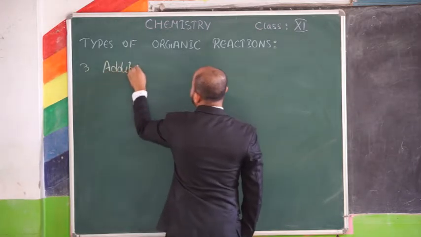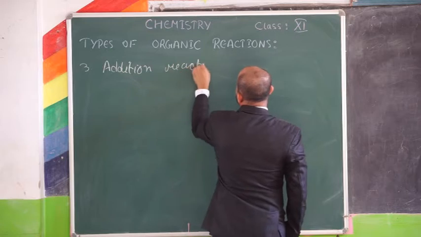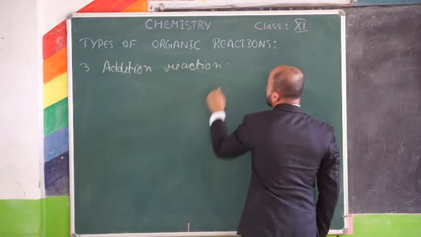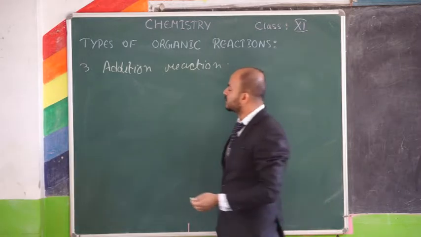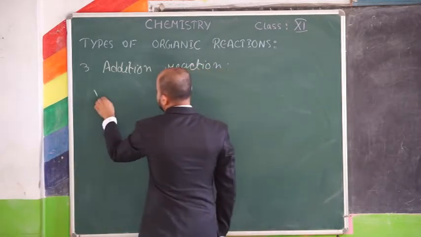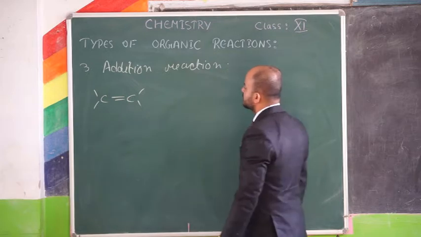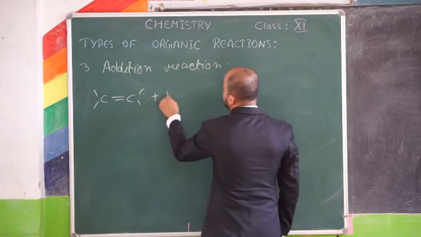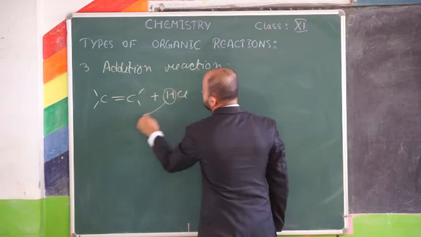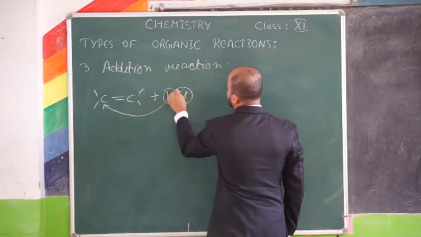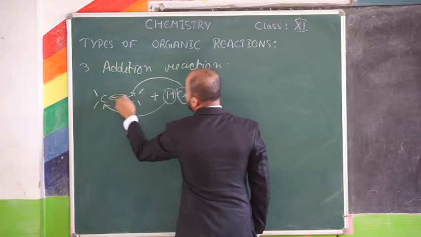Addition reaction. In case of addition reaction, what is required? Unsaturation is required. So whenever you have an alkene or alkyne, and if you have, say, HCl, then what happens? One of them will be bonded to this carbon atom, the other one will be bonded to this other carbon atom. As a result, one of the bonds will be gone.